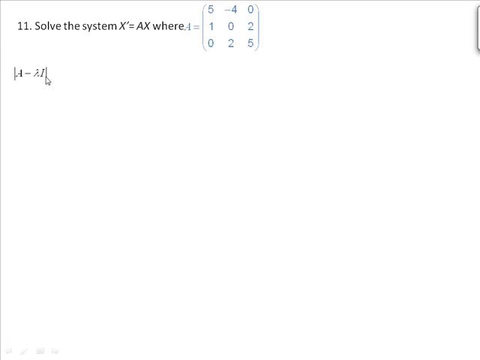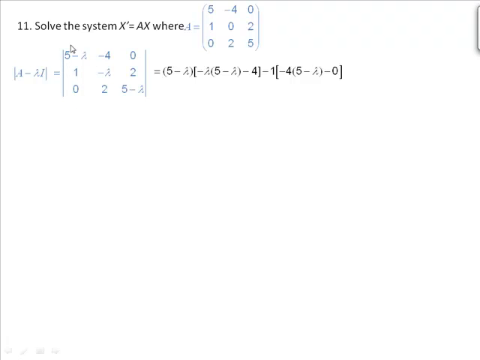Determinant of A minus lambda I is equal to 0, where A minus lambda I is subtracting lambda across the diagonal. So it's going to give me 5 minus lambda, negative 4, 0, second row 1, and then 0 minus lambda is just negative lambda, 2, and then 0, 2, and 5 minus lambda. So I'm going to find the determinant by expanding across the first column.